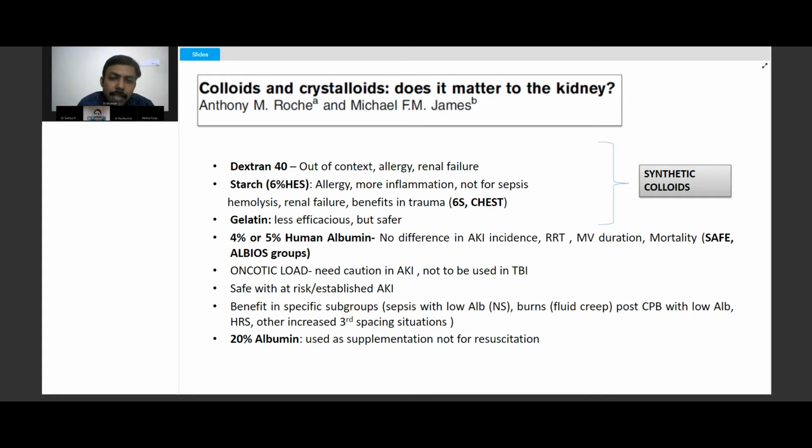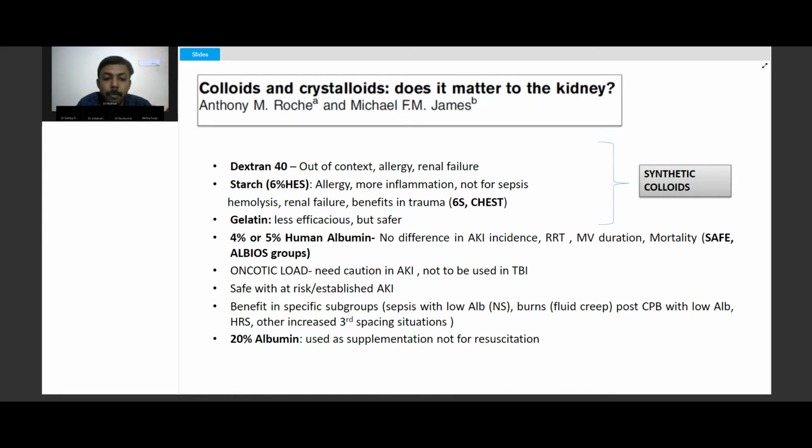As far as albumin is concerned, the studies showed it is equally safe. The resolution of shock and the mortality benefit were all similar. There was no difference in AKI incidence, RRT, or mechanical ventilation duration between the crystalloid and the colloid groups. And with the problem of high oncotic load, we need to be cautious in the background of lung or heart disease. Albumin should not be used in traumatic brain injury, per subgroup analysis, but it is relatively safe when the patient is at risk of or has established AKI, contrary to previous thoughts.